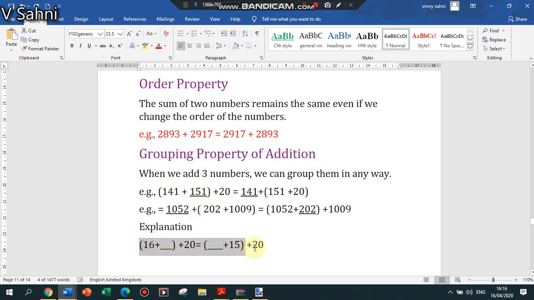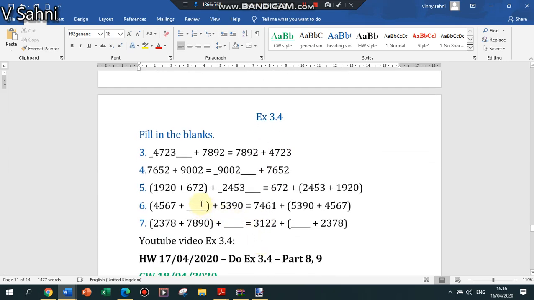Like say for example this question: 16 plus dash plus 20 is equal to dash plus 15 plus 20. Here what is missing is 15, so I'm going to write 15 here, and what is missing in this one? 16. So this type of question is going to come. I'll take you through this exercise. 1920 plus 672 plus dash is equal to 672 plus 2453 plus 1920. So the answer here is 2453. Clear? Then you have here 90. This one I have already shown you. This is based on order.